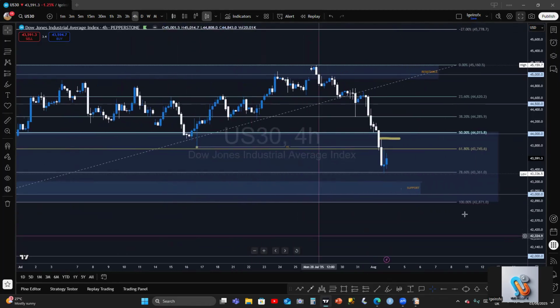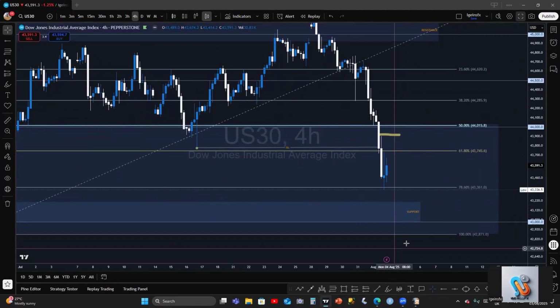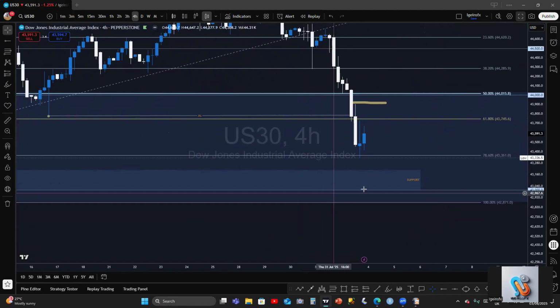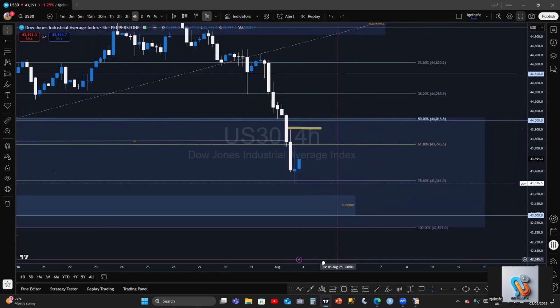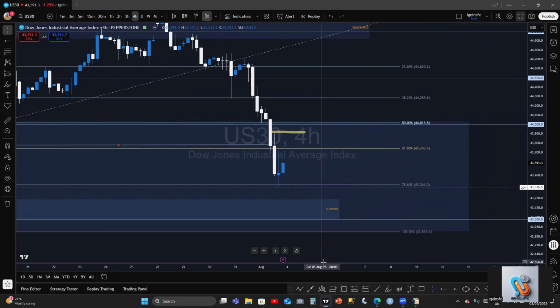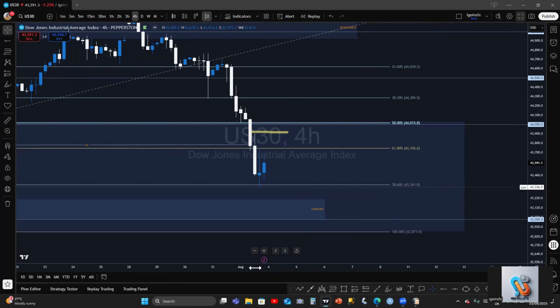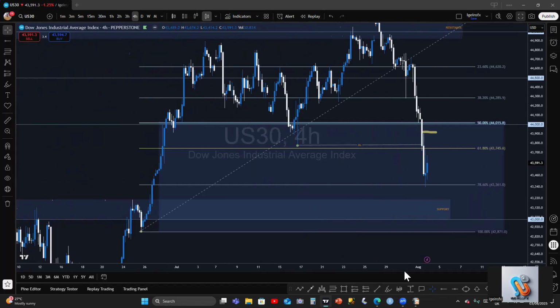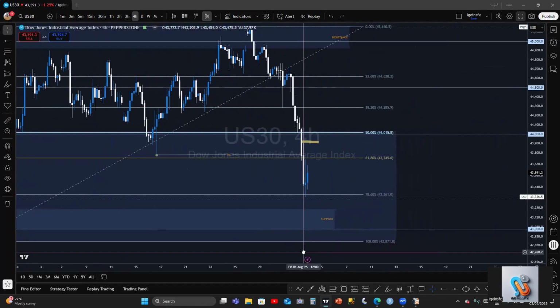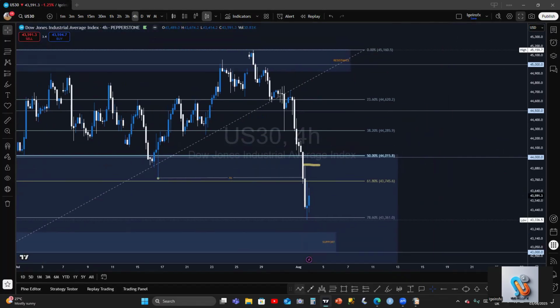So as far as I'm concerned, it's obvious that the price is up already, but we just need to wait for a change of character confirmation. A change of character should happen before we hop in. But all things being equal, we should be having a bullish push.